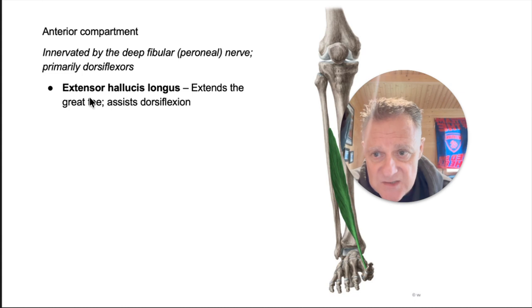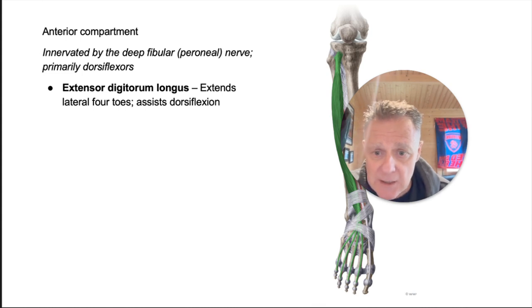So extensor hallucis longus. Hallucis means big toe, and it is as it sounds. It extends the big toe, and it's a longus muscle. The implication being that there is a brevis, which there is, but extensor hallucis longus extends the great toe and assists in dorsiflexion of the ankle.